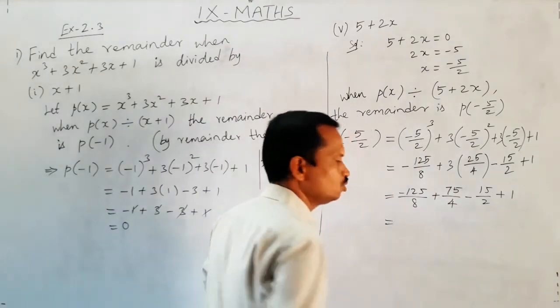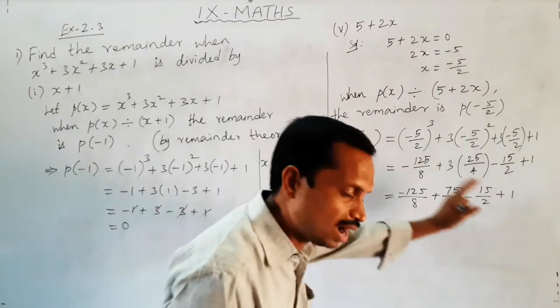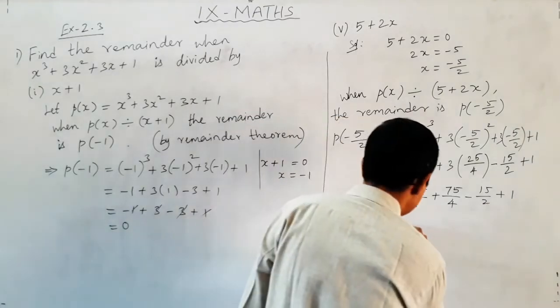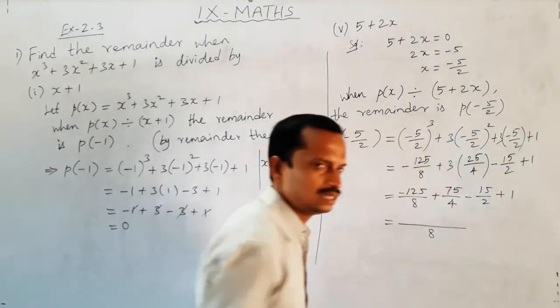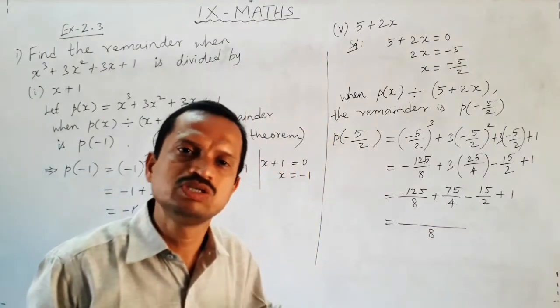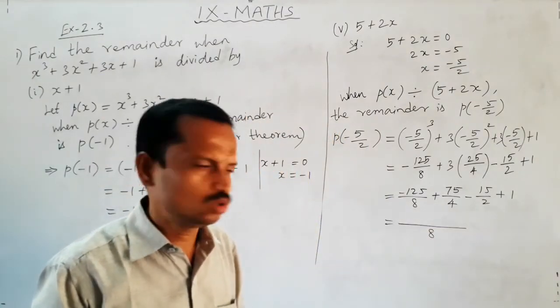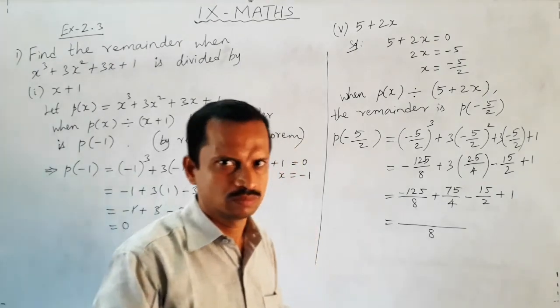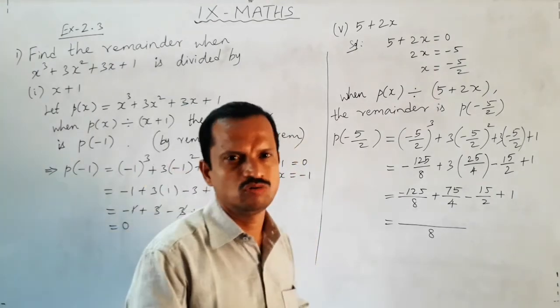And then you have to take LCM to simplify this. So what is the LCM, can you tell me? The LCM is 8. You see, the denominators are 8, 4, 2. For all these, the LCM is 8. Do you have any doubt to find the LCM also? I hope you know how to find the LCM.